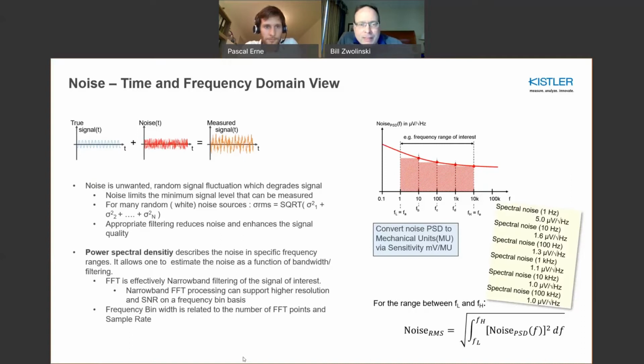Also, keep in mind that with FFT-based processing, FFTs can be thought of as narrowband filtering, based upon the number of points in the FFT and the sample rate. So you could look at your system response in terms of noise on the basis of a bin width, and signal to noise ratio on a bin width, which could give you some advantages in identifying the harmonics that might be of interest in your measurement.